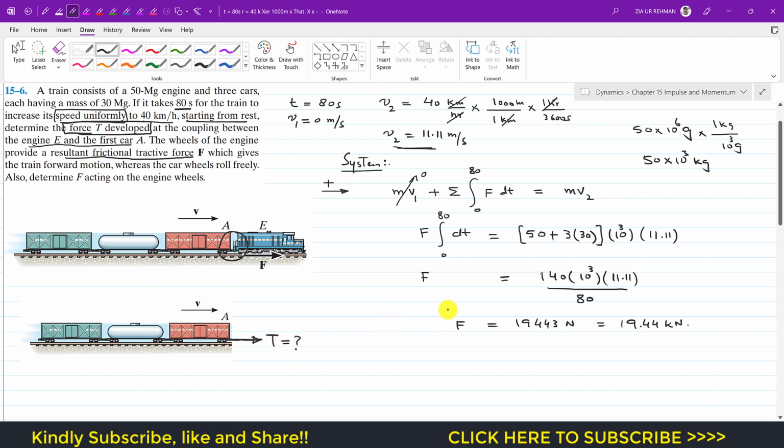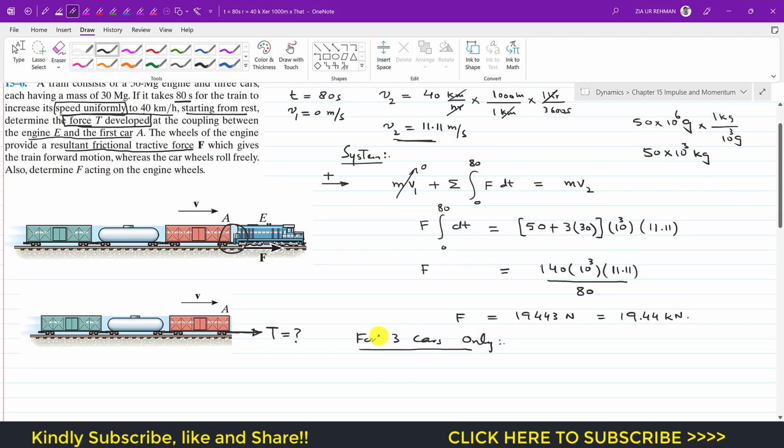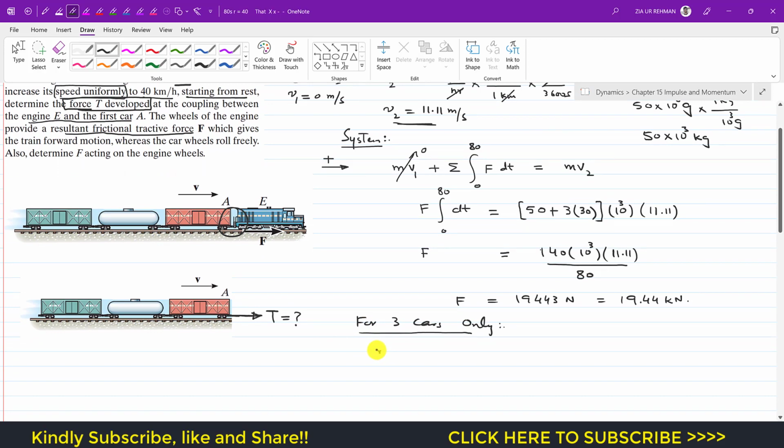So now again, we need to consider the principle of impulse and momentum for these three cars, now without the engine, right? So for three cars only. So this will be again the initial momentum of this system, plus the summation of the impulses due to the external forces from 0 to 80 seconds. And this will be equal to the final momentum.